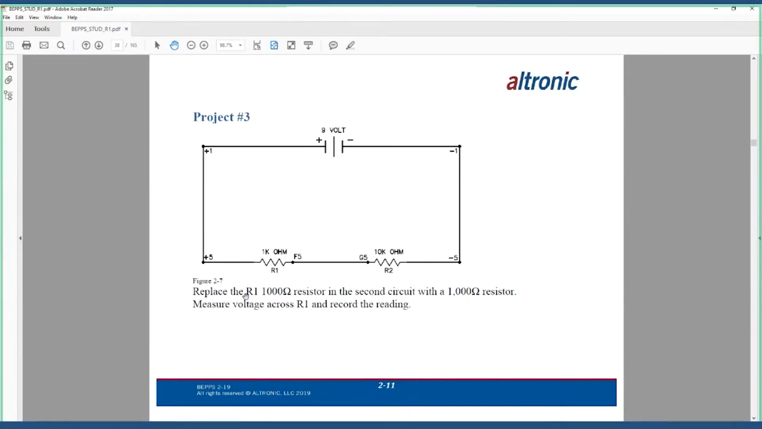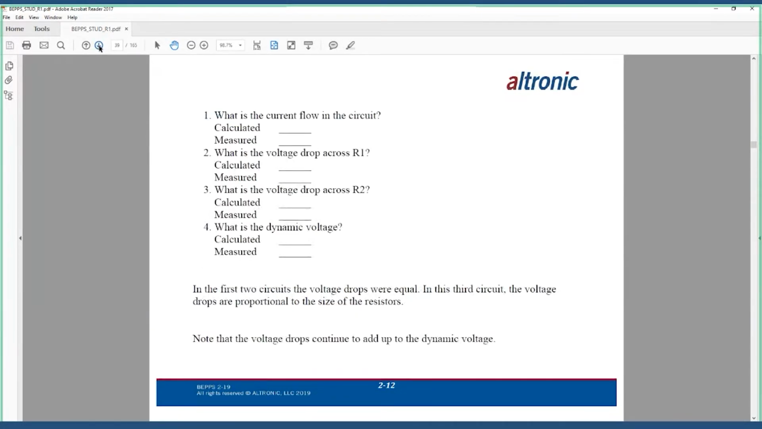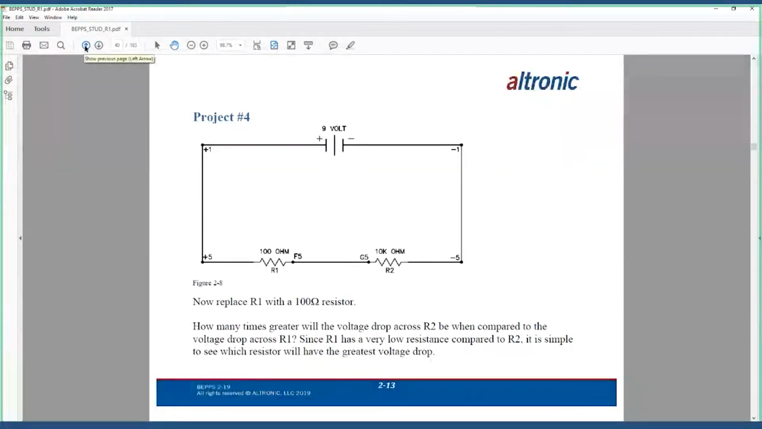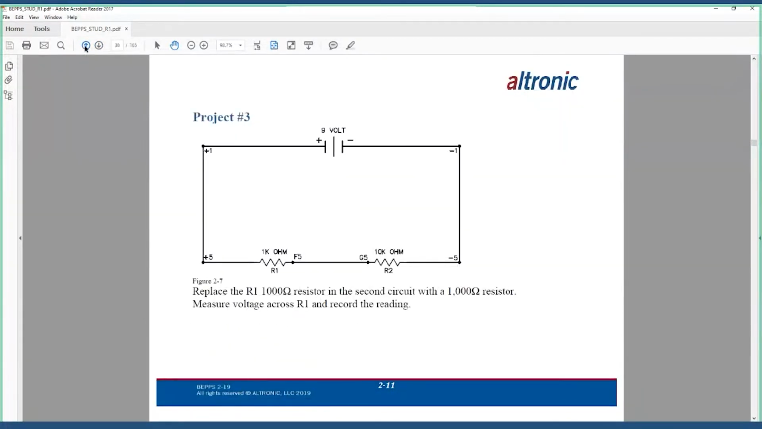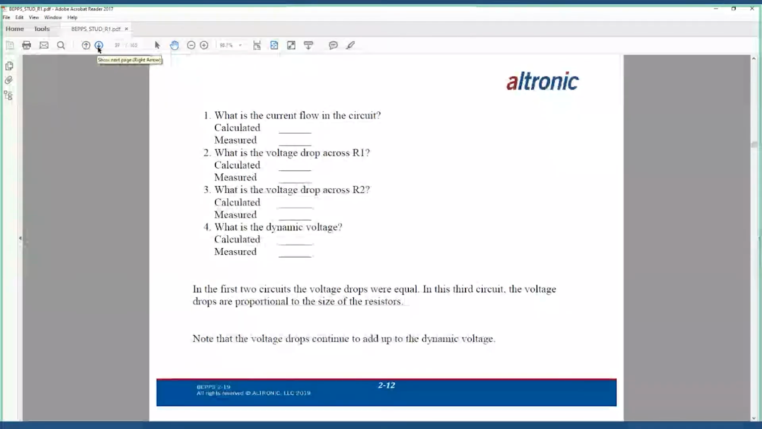So they're going to replace the first resistor. The first resistor is going to remain a 1,000 ohm resistor, and the second resistor is going to be a 10,000 ohm resistor. We're going to work this project out a little bit. So the current flow in the circuit, if we have 9 volts, and we have 1,000 ohms plus 10,000 ohms.